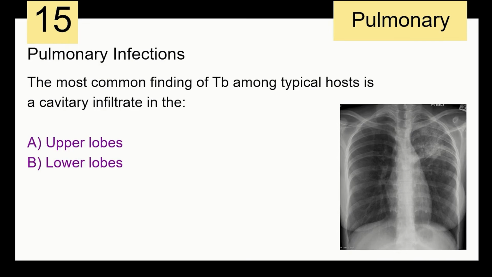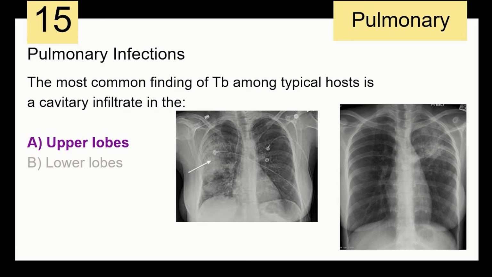All right, question 15. The most common finding of TB among typical hosts is a cavitary lesion in the upper lobes. Very few things affect the upper lobes, but TB affects the upper lobes. Another thing that would affect the upper lobe would be Aspergillus. Again, we see a cavitary lesion in the upper lobe. It's not so typical among infectious causes. For example, sarcoidosis can affect the upper lobes.